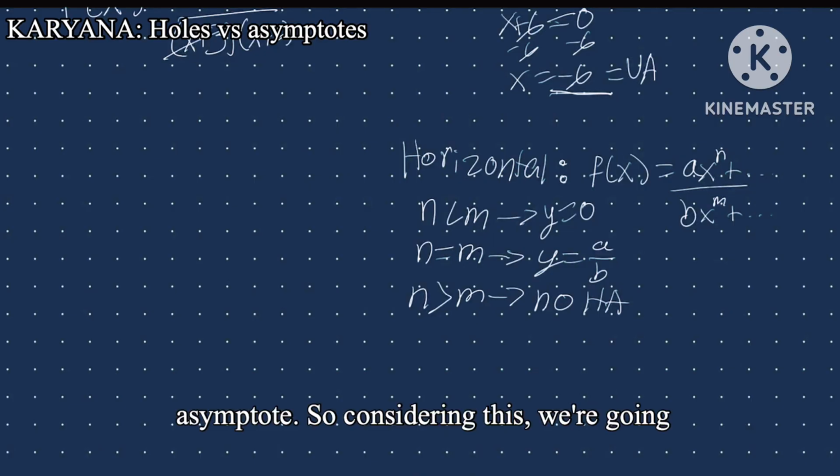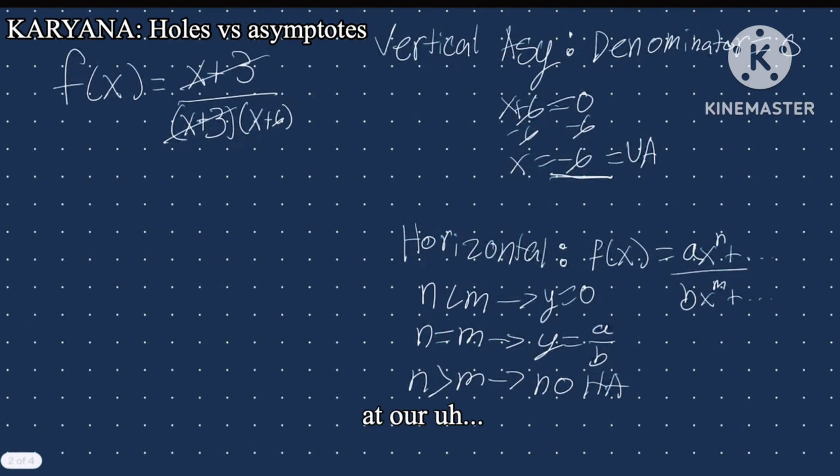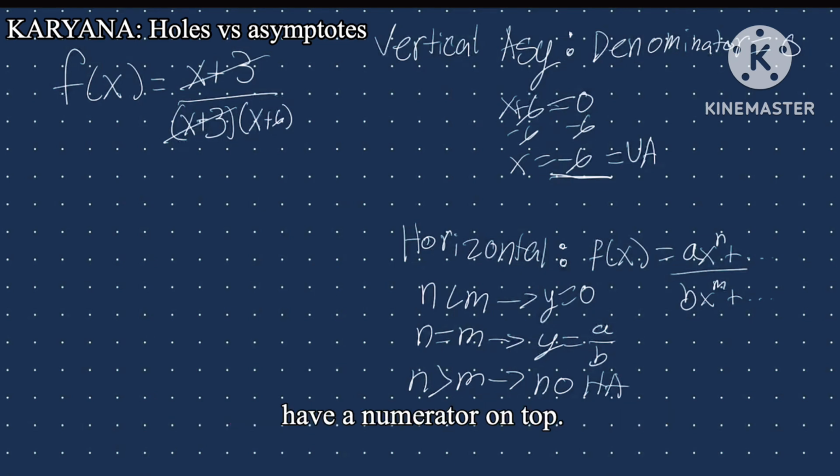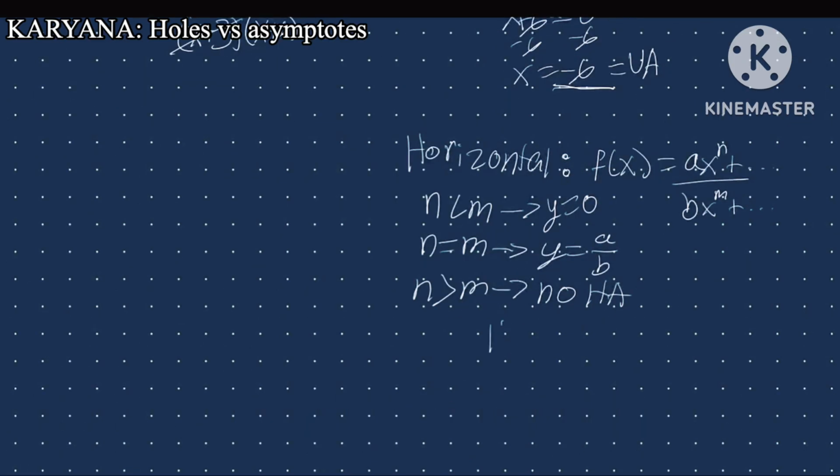So considering this, we're going to look at our problem, and our n is going to be 0 because we don't have a numerator on top, and then our m is going to be 1. So 0 is less than 1, so that means our horizontal asymptote will be 0.